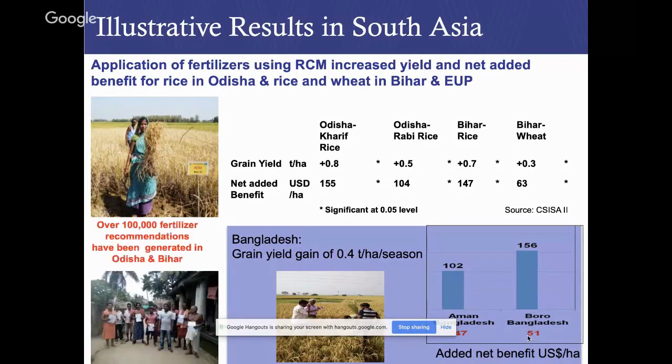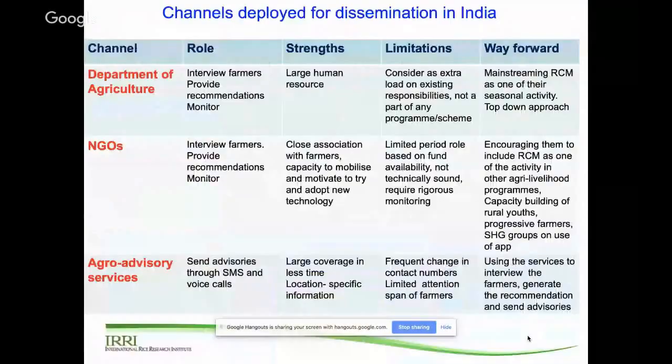We are now in the process of taking the Rice Crop Manager recommendations to the farmers, and in that process, we are evaluating what works. We're using various channels to deploy it, and one of the key partners for this is the existing extension services, the physical extension services, which include the Department of Agriculture.